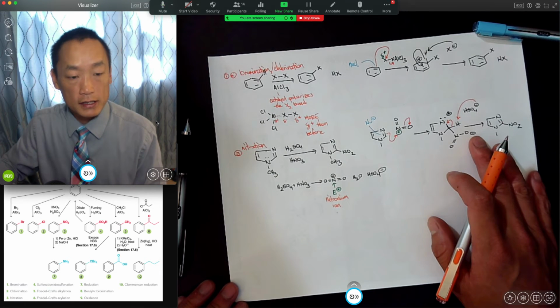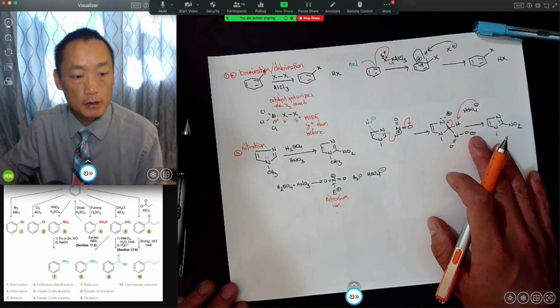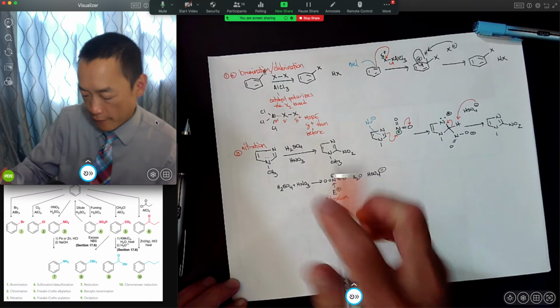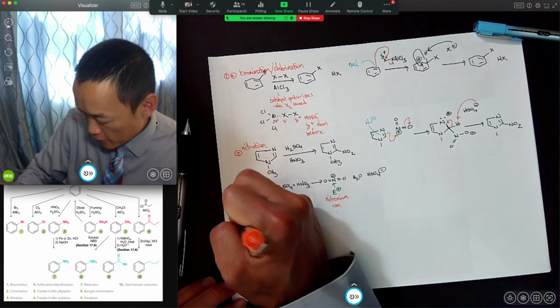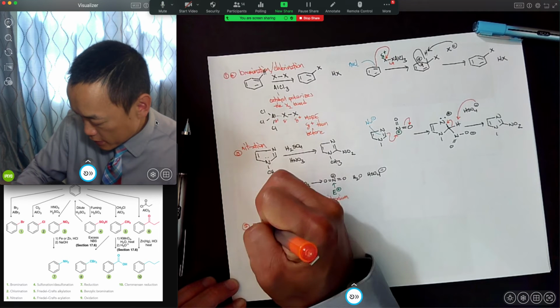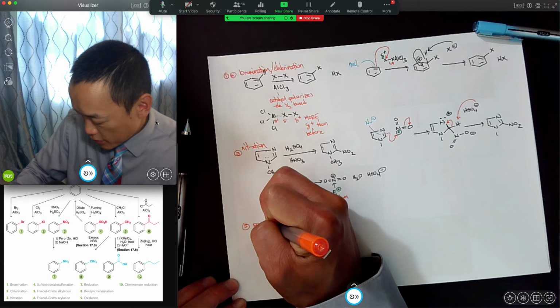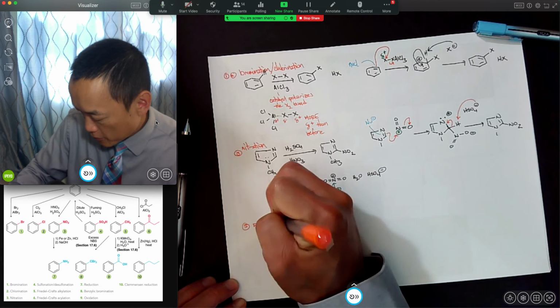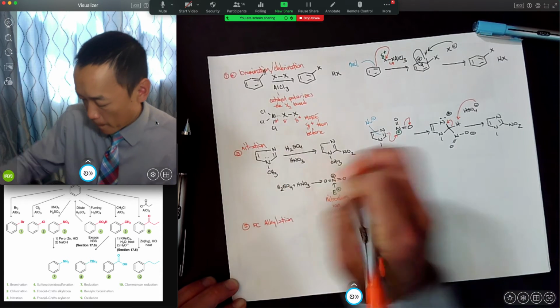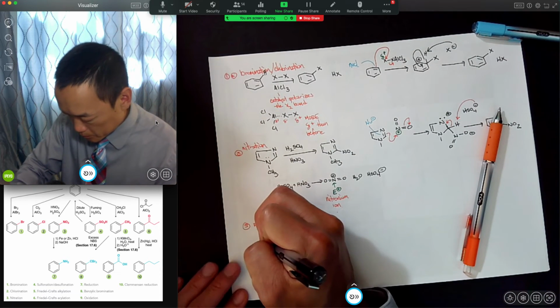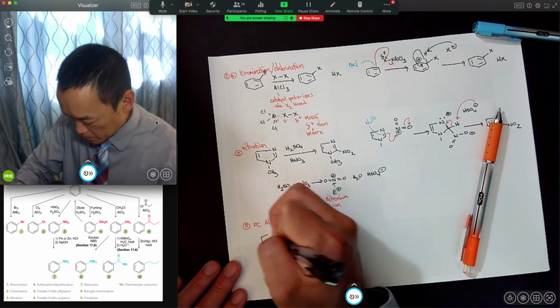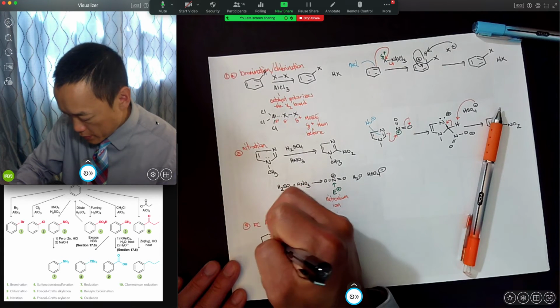Let's look at this idea of, let's take a look at number 5 right here. Friedel-Crafts alkylation. We'll return to our benzene ring example.